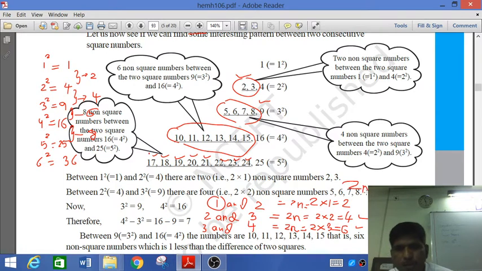If someone asks how many numbers are between two squares, you just have to ask which number you want. So if I ask you between 11 and 12, meaning 11 square and 12 square, how many numbers are there? 11 2s are 22. 22 numbers are there, all non-square numbers. So this is the basic rule.